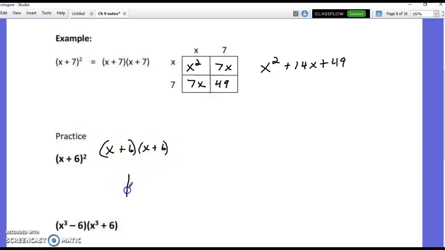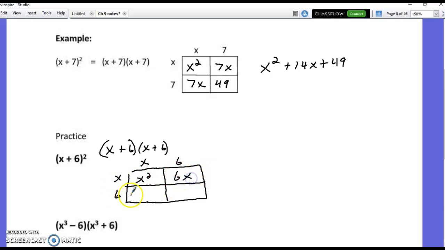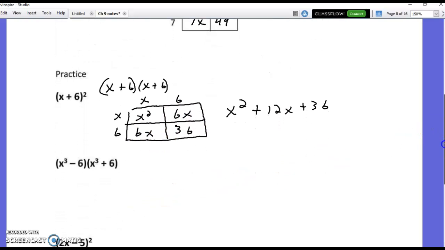So we then set up our box method. We have an x and a 6, x and a 6, x squared. This would be 6x, 6x. 6 times 6 is 36. So that would be x squared plus 12x plus 36. Remember, you're adding your like terms, or combining your like terms.